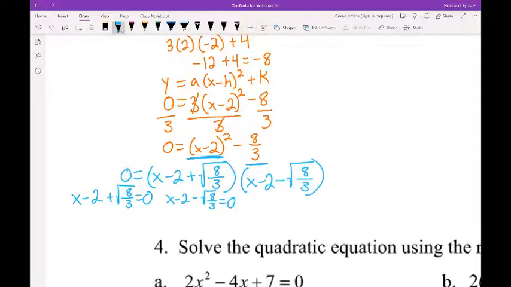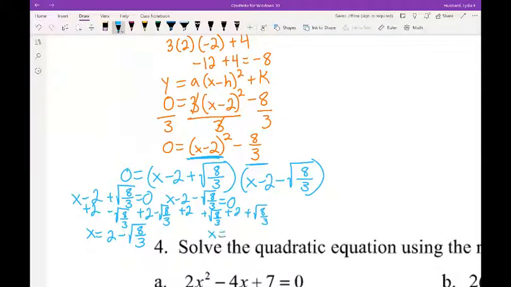Okay. So what I mean when we solve, and I'm going to do this in just one step, we'll have to add 2 to both sides and subtract radical 8/3 from both sides. So we'll get that x equals 2 minus radical 8/3 from this first factor. And for this second one, we'd have to add 2 to both sides and add the square root of 8/3. And so we'll get that x equals 2 plus the square root of 8/3.